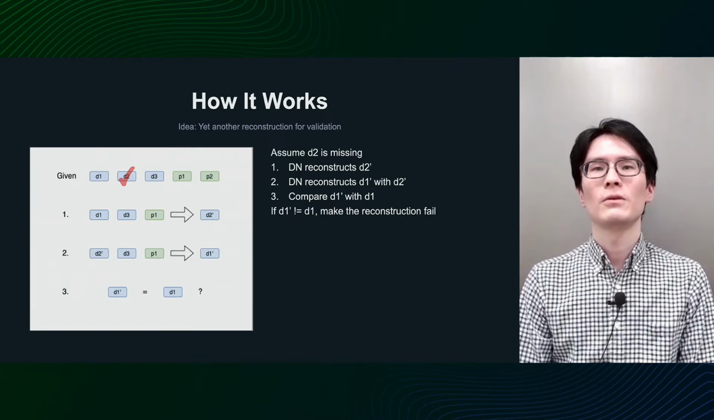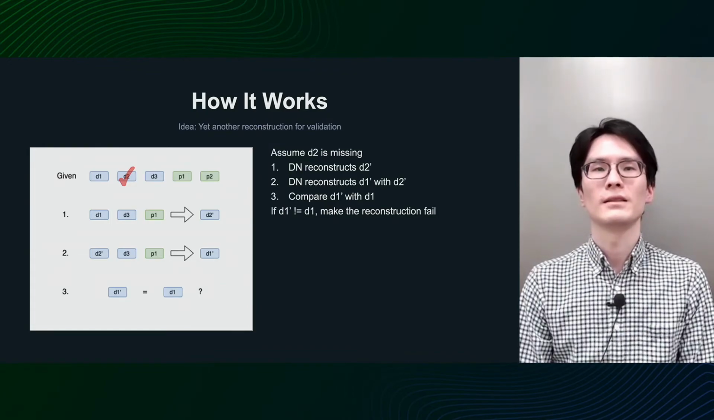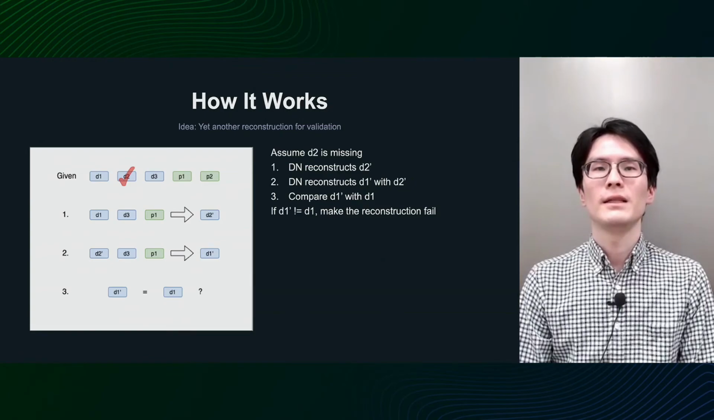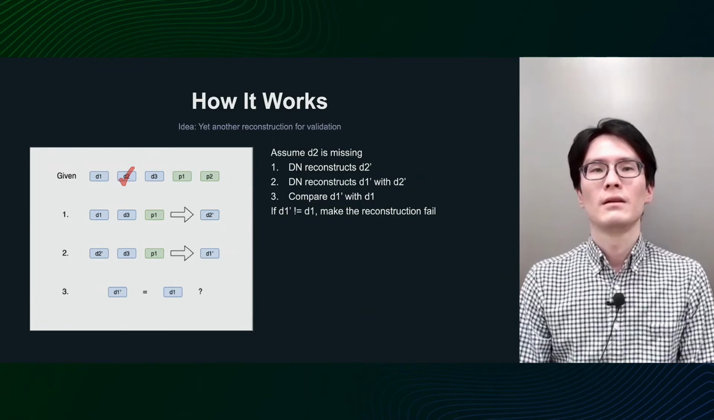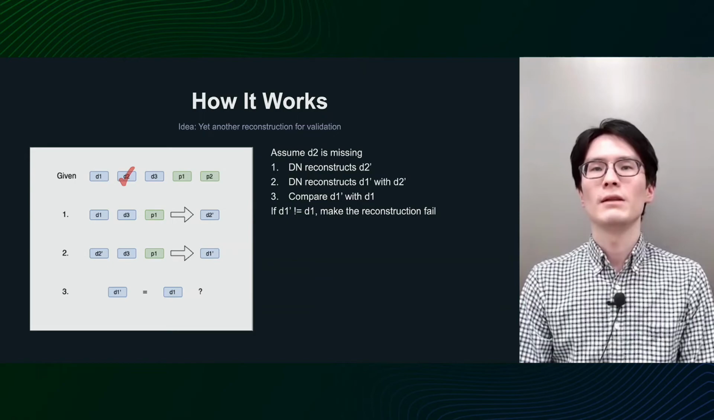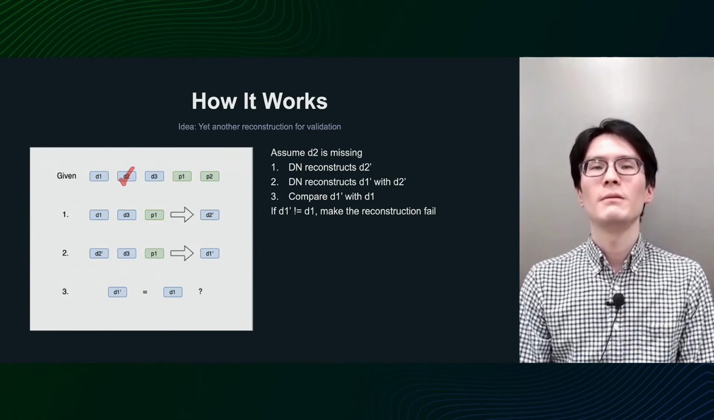The idea is to use the reconstructed block and run the reconstruction again for validation. For example, if D2 is lost in the figure, the data node will reconstruct D2 utilizing D1, D3, and P1. But our patch will continue to reconstruct D1 utilizing the reconstructed D2. If the D1 obtained here, in other words, D1 prime in the figure, does not match the original D1, then there is a bug in the reconstruction and the reconstruction will fail.